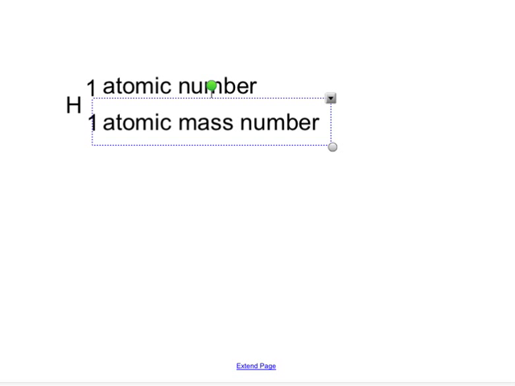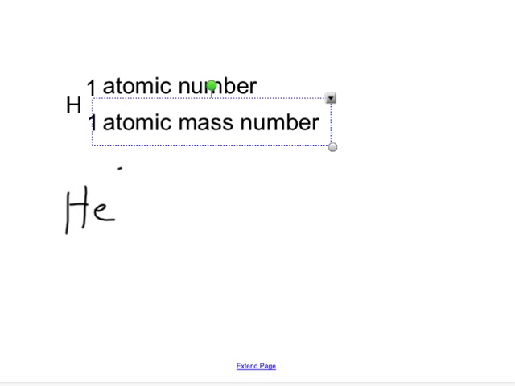So taking a look at hydrogen here, it has one proton, and then the bottom number here, the atomic mass number, represents the number of protons and neutrons. So there's only one proton there. There's no neutrons. Well, what if we had something else? Let's say we had helium here.